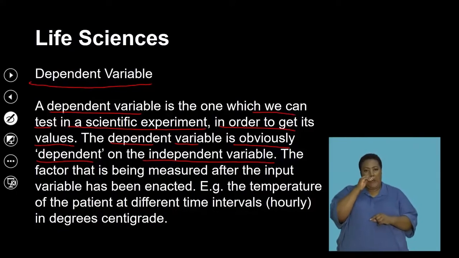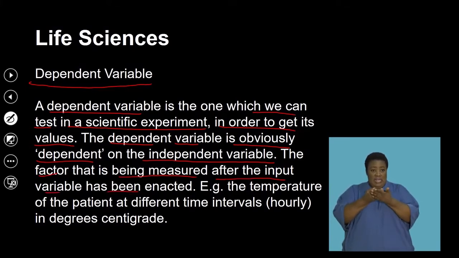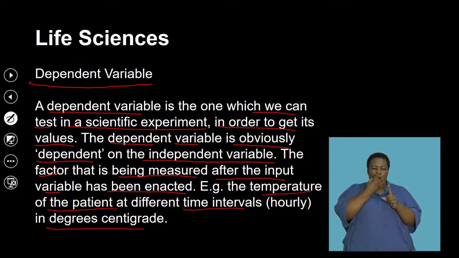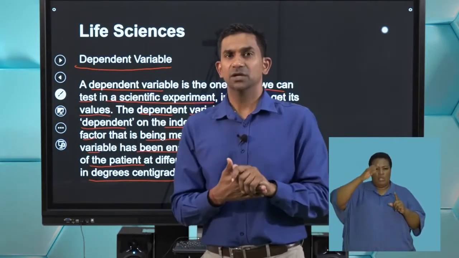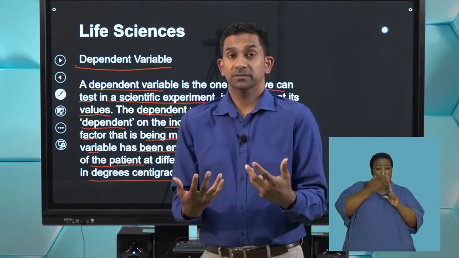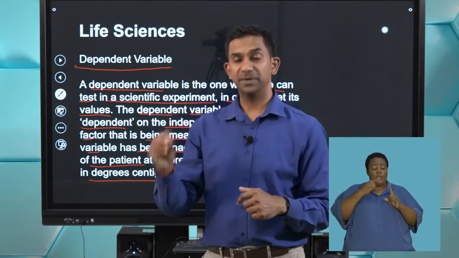Okay, so the dependent variable is the factor that is being measured after the input variable has been enacted. Example: the temperature of the patient at different time intervals in degrees Celsius. So we talk about measuring the temperature of an individual, and you know that as the temperature increases, you feel much hotter. So the temperature of an individual increasing would be the dependent variable.